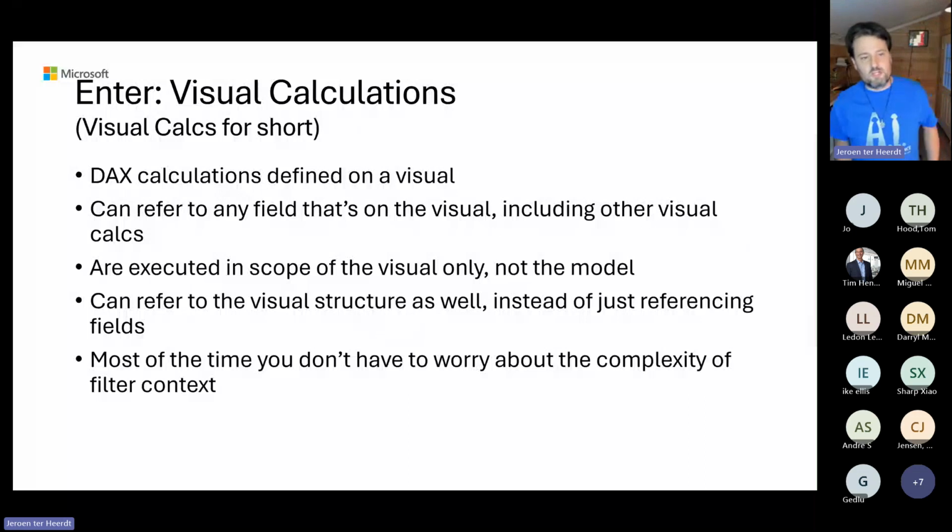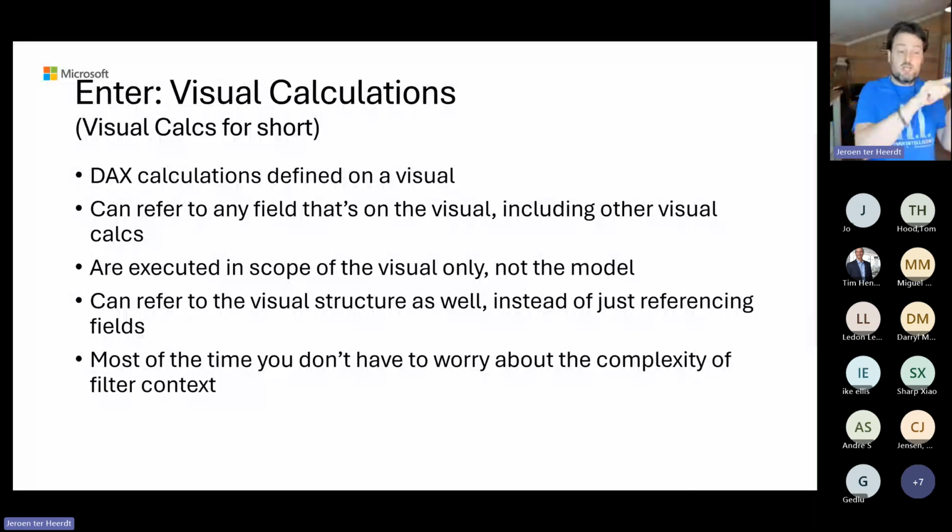That is what visual calculations are. Essentially, visual calculations or visual calcs are DAX calculations defined on the visual. So instead of just here in front of the pipeline, the beginning, we give you an opportunity to add calculations here all the way at the end. So that means these DAX calculations are scoped to the visual. They can refer to whatever is on the visual. They cannot reach back to the model.